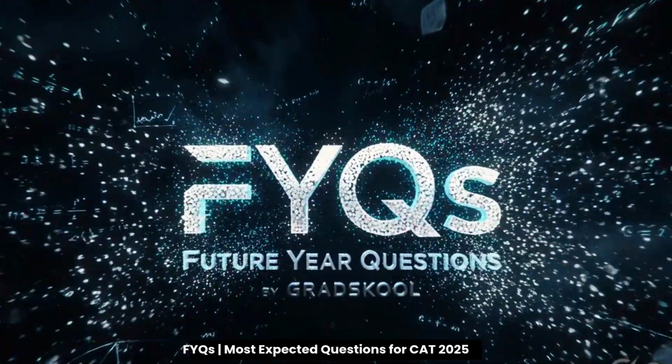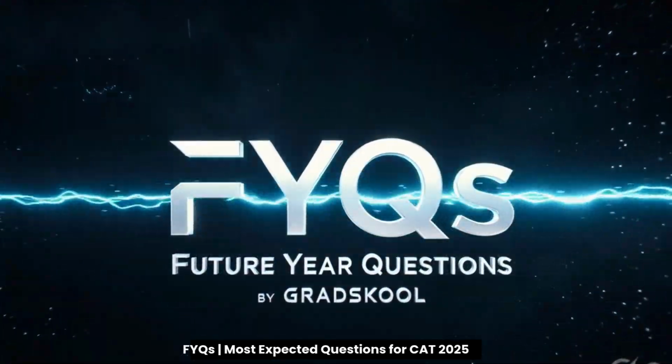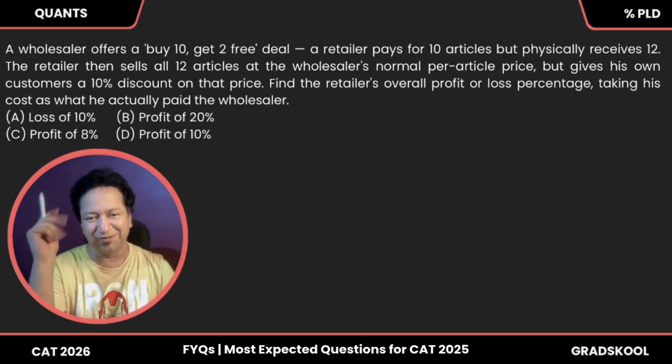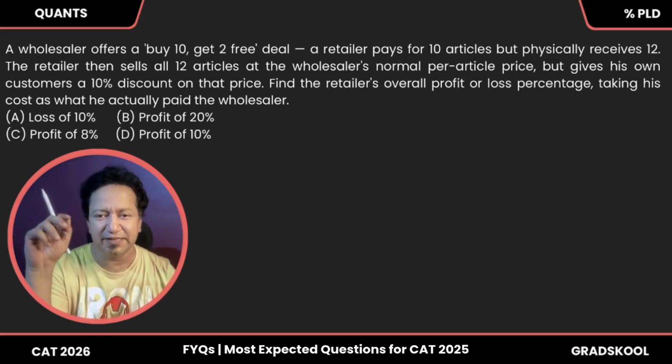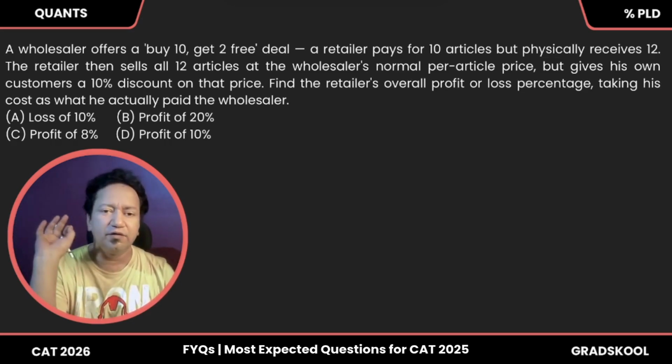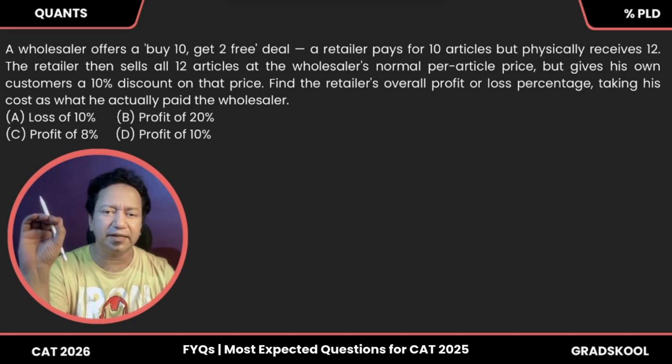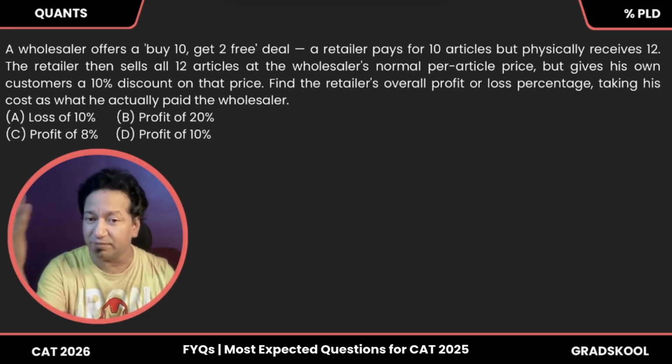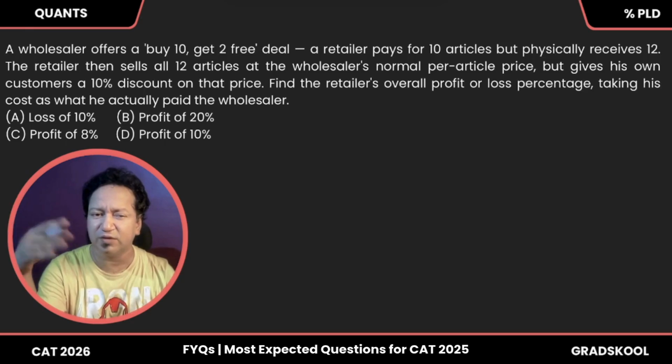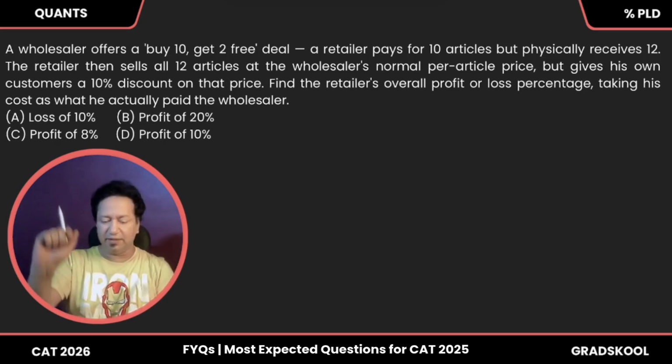Hey there, the question says a wholesaler offers a buy 10, get 2 free deal. Wow. A retailer pays for 10 articles but physically receives 12, obviously. The retailer then sells all 12 articles at the wholesaler's normal per article price but gives his own customers a 10% discount on that price. Find the retailer's overall profit or loss percentage, taking his cost as what he actually paid the wholesaler.